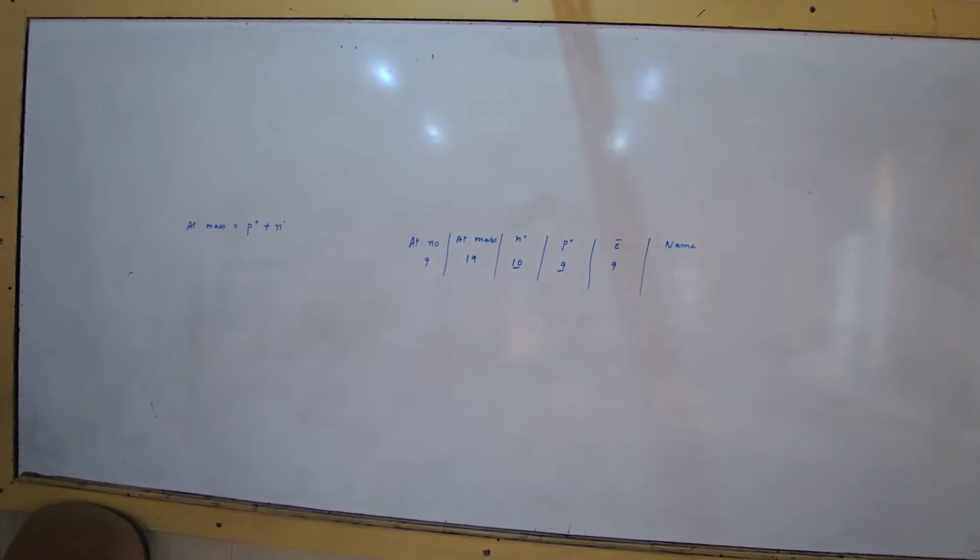Deuterium. See, under isotopes. We haven't done it yet, no? Deuterium is an isotope of hydrogen. So what would be the atomic number? The atomic number is 1 only, because only 1 proton is there, so it has to be 1. Deuterium.